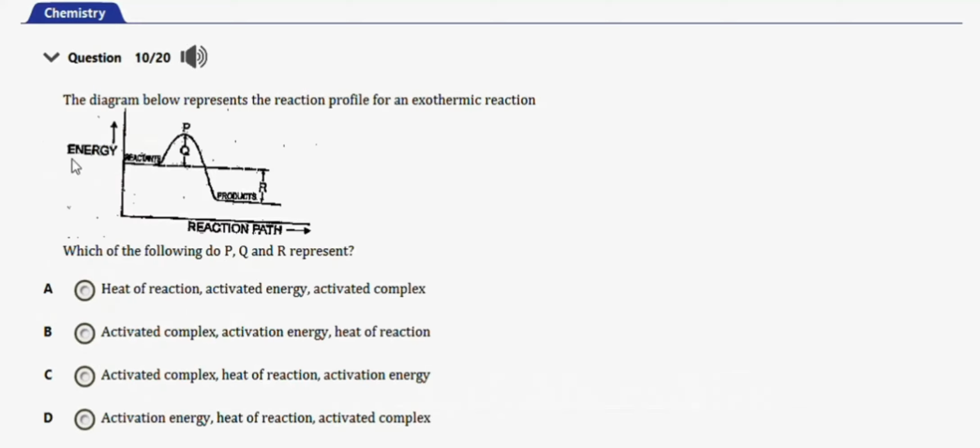Next question is this one. It says, the diagram below represents the reaction profile for an exothermic reaction. Which of the following do P, Q, and R represent? So our P is our activated complex, our Q is our activation energy, and our R is our heat of reaction. So the right answer is option B, activated complex, activation energy, and heat of reaction. That's it for this question. Next question is this one.